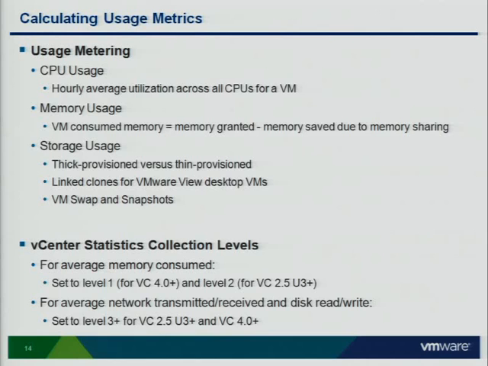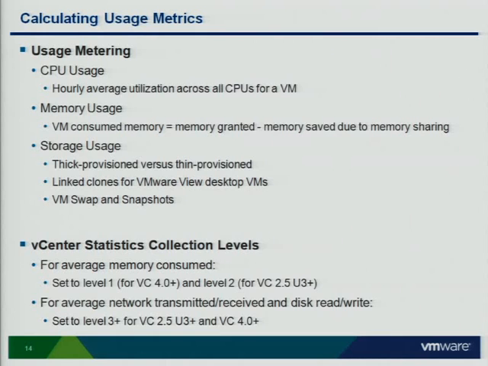A quick reminder on the vCenter statistics collection levels. vCenter Chargeback does collect data directly from the vCenter server database, either VC 2.5U3 and up, VC 4.0, or VC 4.1. Now, if you're interested in average memory consumed, you will want to make sure that you set it to level 1 for VC 4.0. And if you're using the VC 2.5U3, you want to make sure that you set it to level 2. Otherwise, those data won't get collected by vCenter Chargeback. Same thing on the average network received and transmitted in disk read and writes. You want to make sure that those are set to level 3.